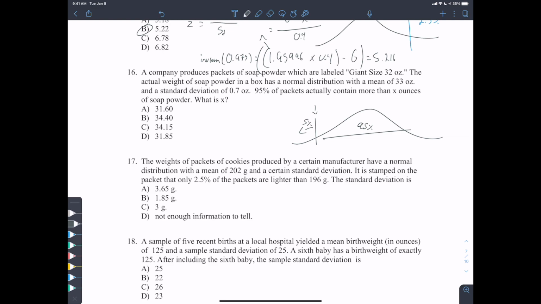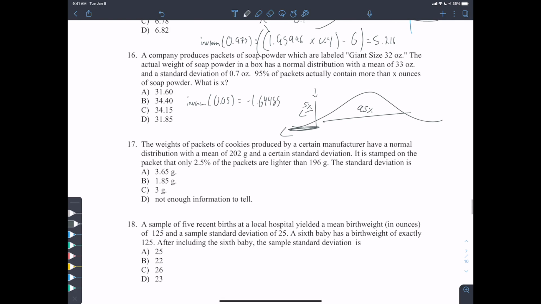We're actually going to do inverse norm of 5% this time because we want to find this level here. And that's going to be equal to negative 1.64485. And then we're going to set up our formula where that equals x minus 30, let's see.